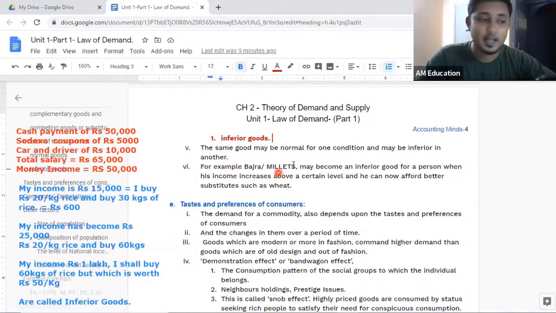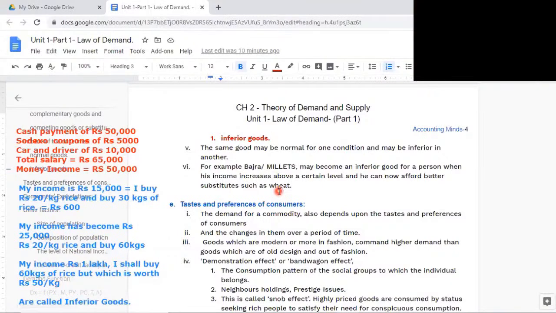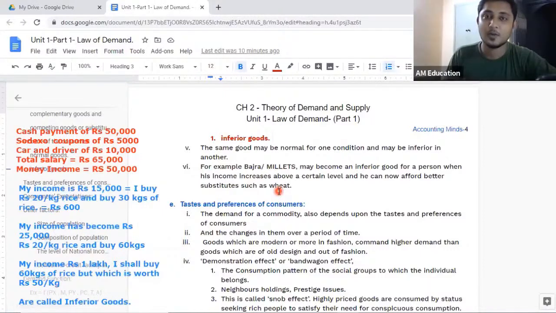For example, millets. Millets may become an inferior good for a person when his income increases above a certain level and he can now afford better substitutes such as wheat. Have you heard these terms, millets? Millets, ragi, jowar, ragi. Yeah, ragi and all the millets, no? So back then, millets were considered low income goods because they were very cheap. People with low incomes used to eat millets, and as their income increases, now they want to buy wheat so that they can make atta and roti out of it.